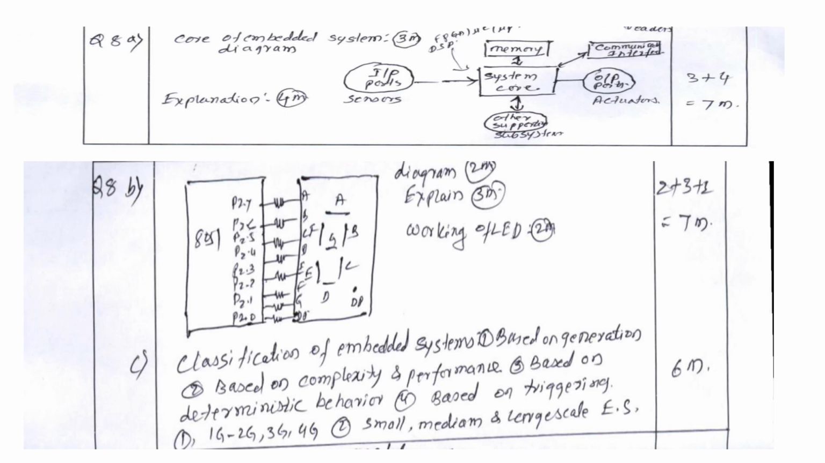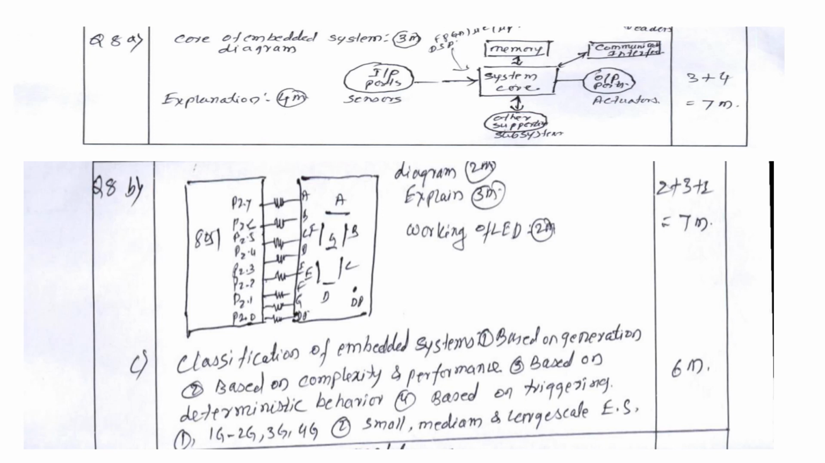And classification of embedded system. So how it is classified: based on generation, based on complexity and performance, based on deterministic behavior, based on triggering. Based on generation means you have to explain how first generation, second generation, third generation, and fourth generation happened, whether it is small, medium, or large scale embedded system. Based on complexity and performance is the power rating and the design of each of the embedded system chips. All those you'll be explaining.